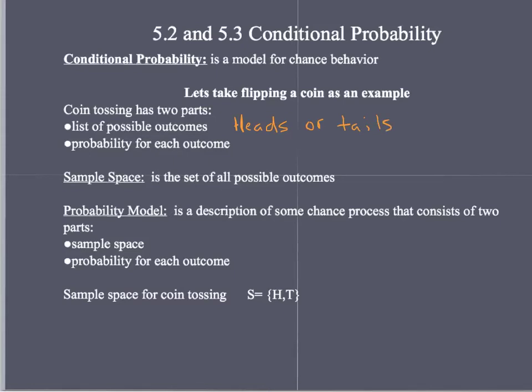Then we have sample space. Sample space is a set of all possible outcomes, and we can write that as, actually it's right down here, sample space would look like that. The probability model is a description of some chance process that consists of two parts, the sample space and the probability for each outcome.